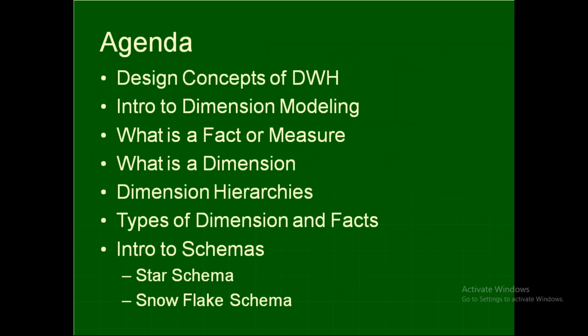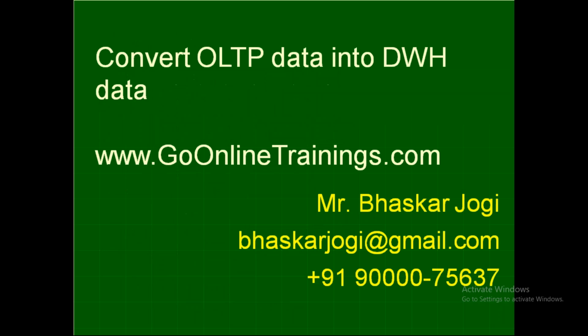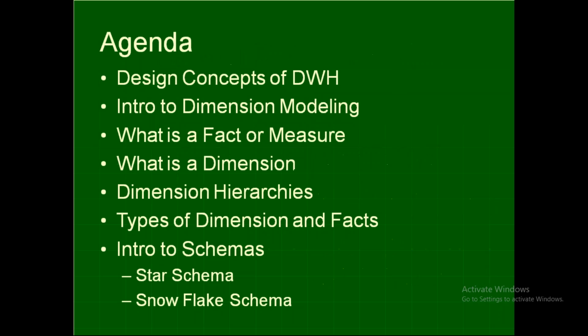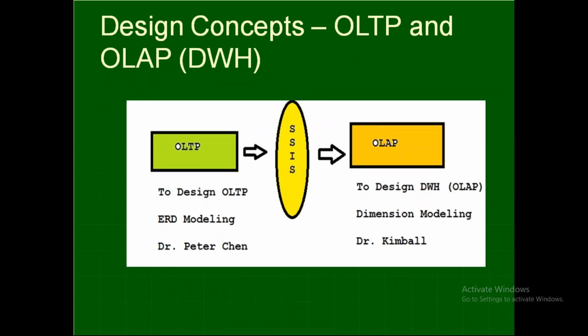So we have to understand how to design a data warehouse, an introduction to dimension modeling, what is a fact table or a measure table, what is a dimension hierarchy, and types of dimensions. And let us also introduce what is a star schema, snowflake schema, all of them. So these are the data warehousing concepts only. Okay, so today's concept, what is that? We are talking about OLTP and OLAP. OLAP means I'm talking about data warehousing.